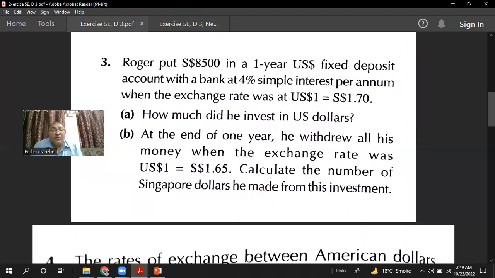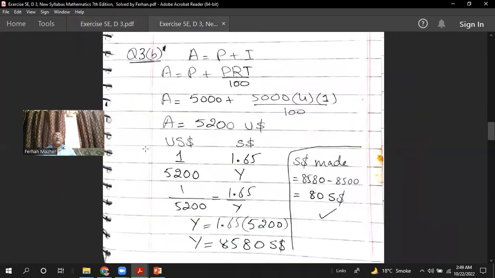Now the question is the B part. At the end of 1 year, he withdrew all his money when the exchange rate was 1 US dollar equals 1.65 Singapore dollars. Calculate the number of Singapore dollars he made from this investment. So that's the B part.